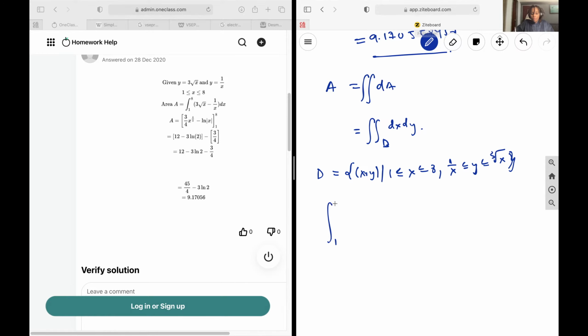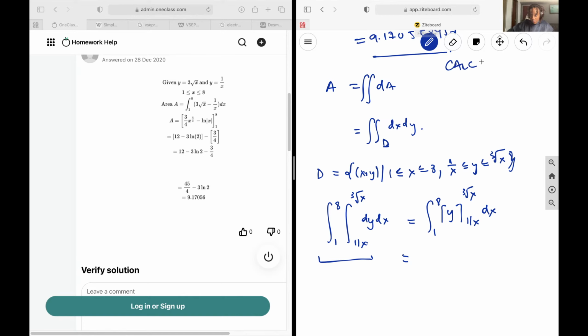And so you're going to take the integral from 1 to 8 and the integral from 1 over x to the cube root of x, dy dx. You can do them in any order as long as these integrals are stated correctly. And so this will become the integral from 1 to 8 of the cube root of x minus y from 1 over x to the cube root of x, dx. And this will become the integral that we had using the calc 1 method.